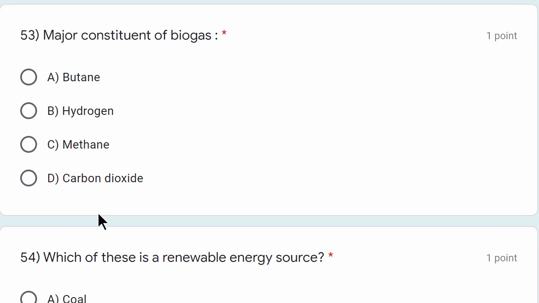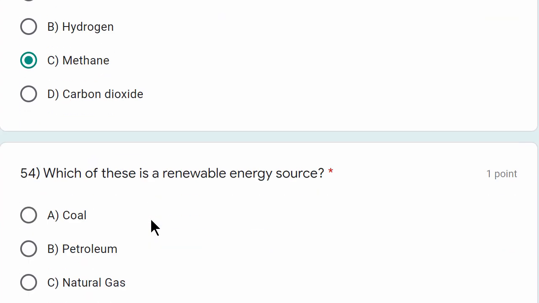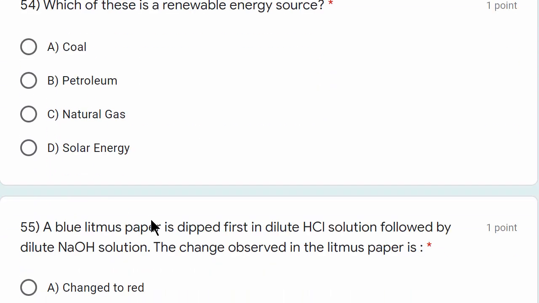Okay. Next. Major constituent of biogas. So what is present the most in biogas? The correct answer is methane. Methane is the largest component in biogas. Next question.